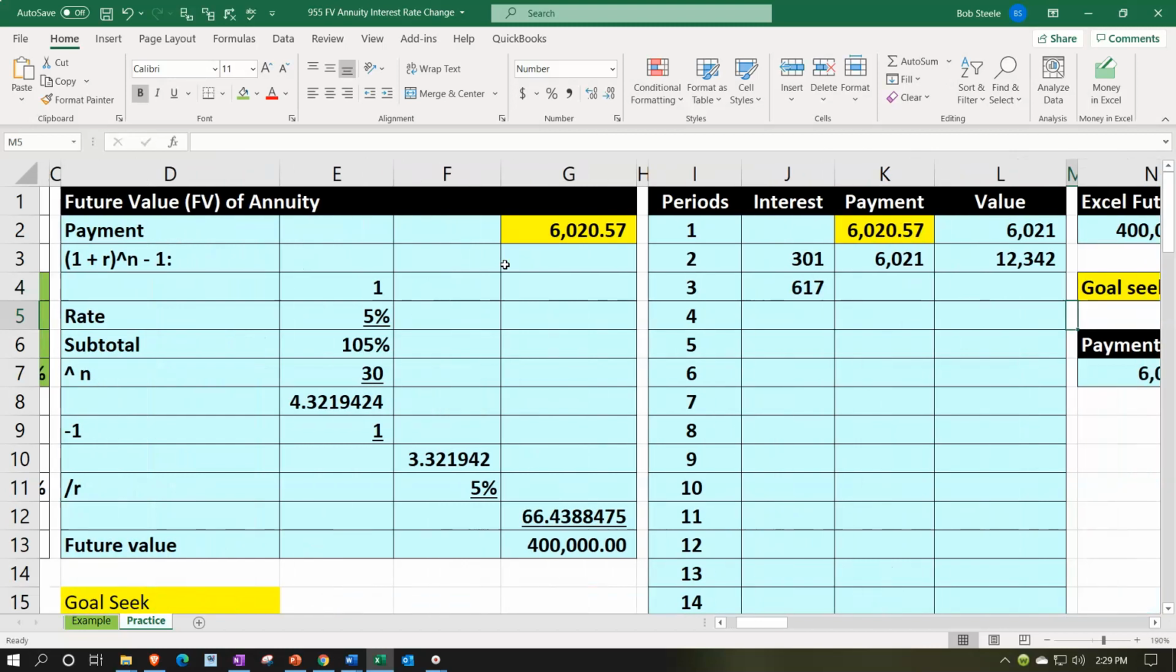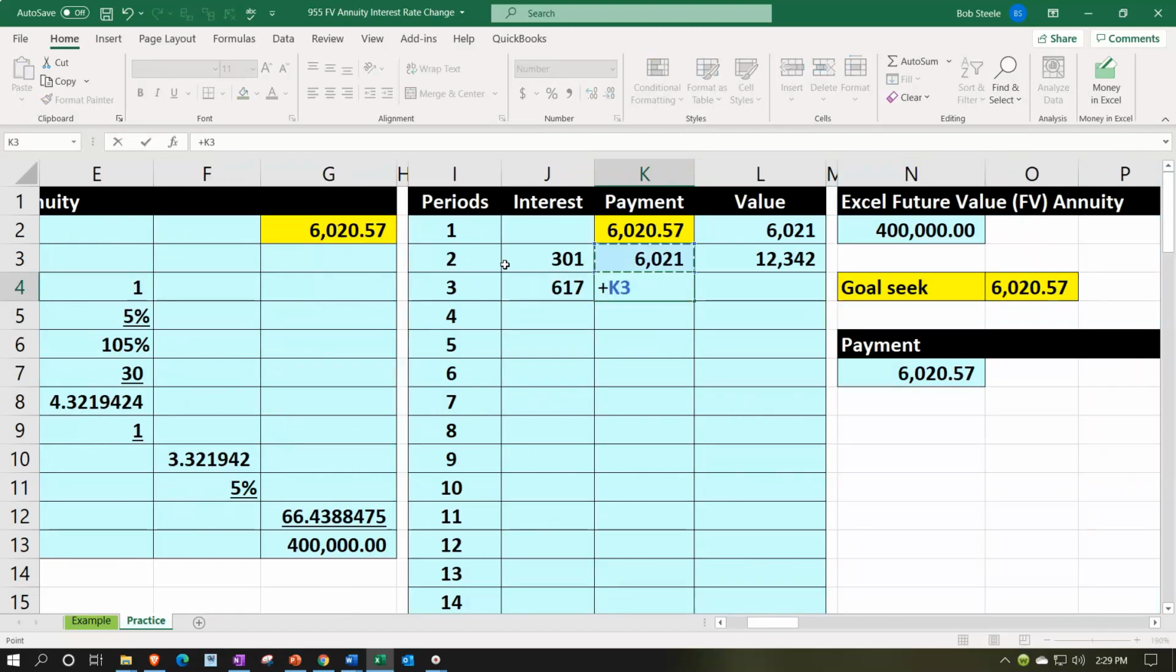Once again, and then the payment is going to be that 6021, and then the value is going to be the prior value plus the interest plus the payment. So then I'm going to copy this down. If I double click on the interest here, I'm going to absolutize this cell, which is the interest cell, B7.